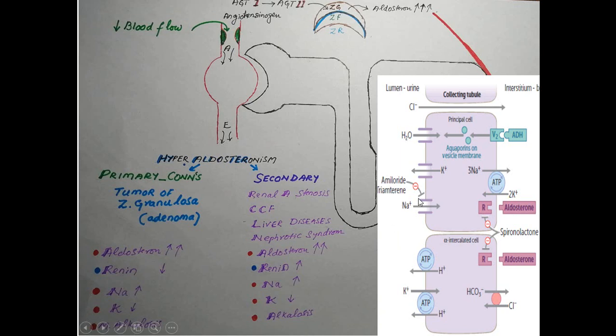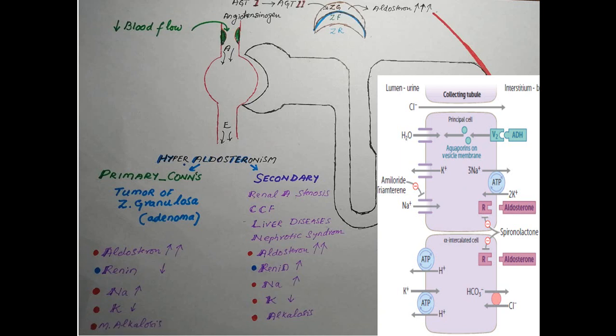So this is going to block these ENaC channels. If these channels are blocked, sodium cannot enter from this side to this side. That's why all the sodium will be drained outside. This is one mechanism of action of your aldosterone.